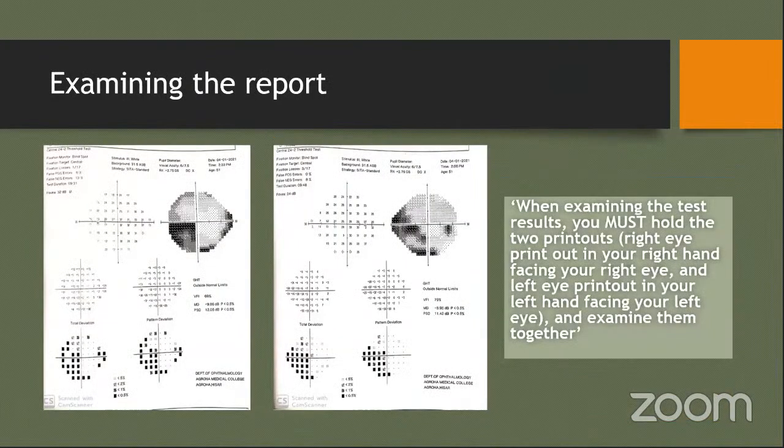Another important thing to be taken care of whenever you're examining the fields is that we always keep the fields together so that you can detect the pattern, which is especially helpful in diagnosing glaucomatous and non-glaucomatous defects. Keep the right field on your right side and the left field on the left side, and that way you can interpret it.